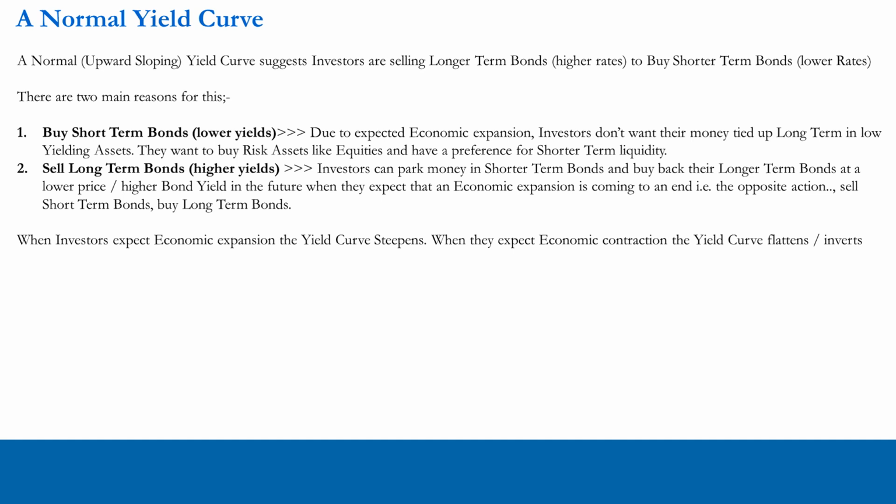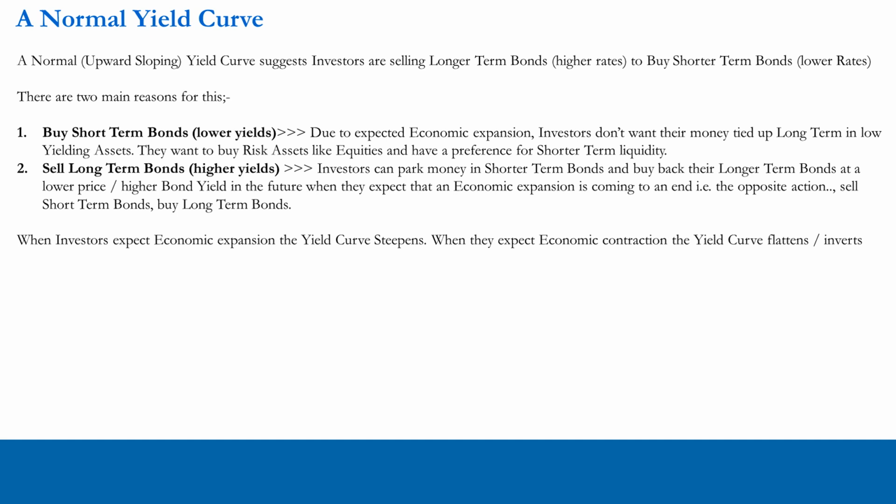So, to break this down, when investors expect economic expansion, what happens to the yield curve? The yield curve steepens. When they expect economic contraction, the yield curve flattens or inverts. So when investors are expecting economic expansion, what is happening? They're selling long-term bonds to buy short-term bonds. What does that mean? Well, we're getting higher yields on longer-term bonds and lower yields in the market on short-term bonds. So the yield curve is steepening, okay?